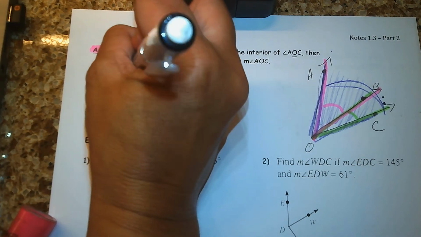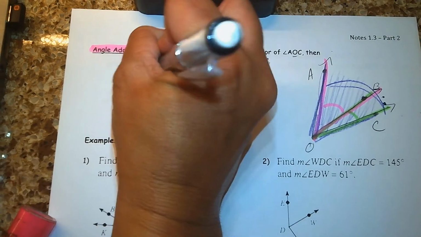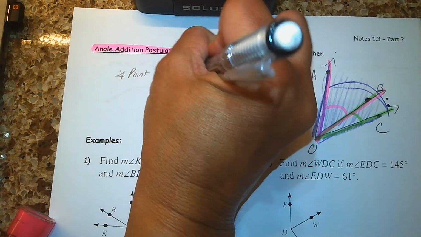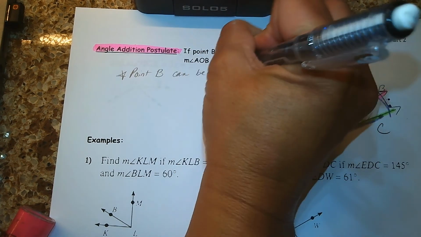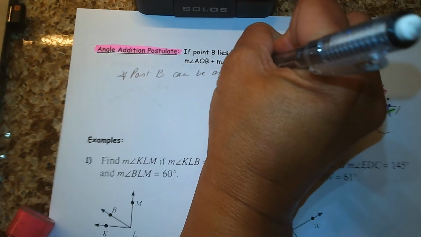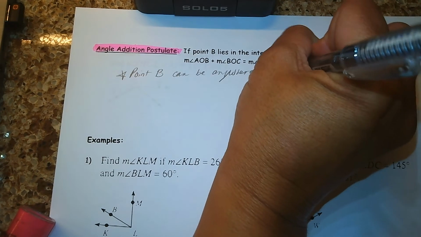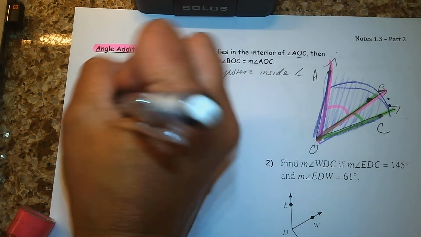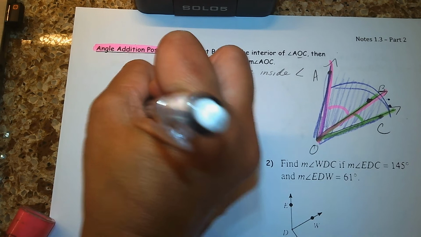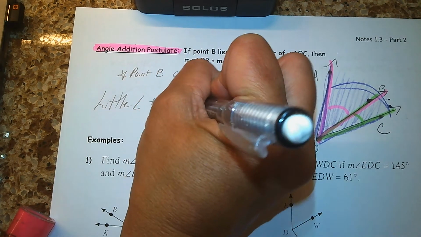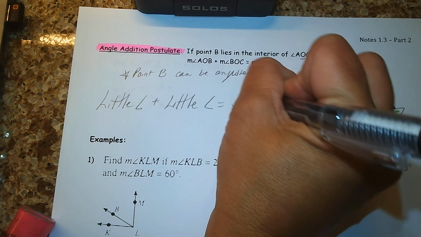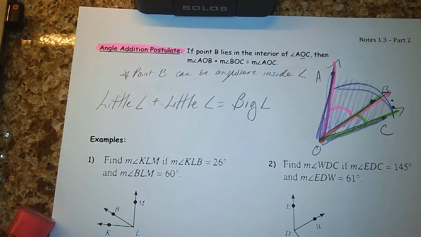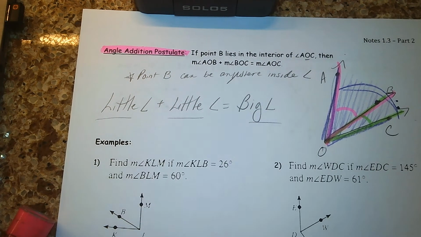And again, we said point B can be anywhere inside the angle. But what this actual postulate says is that little angle plus little angle is equal to the whole entire big angle. That is our angle addition postulate.